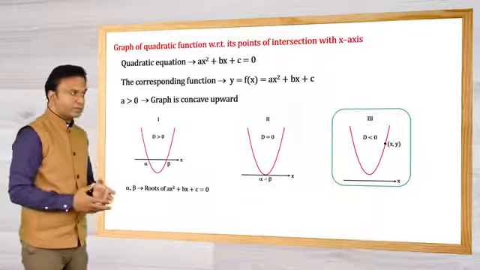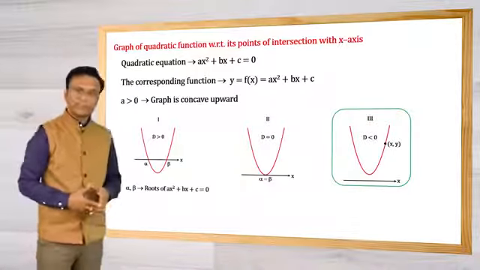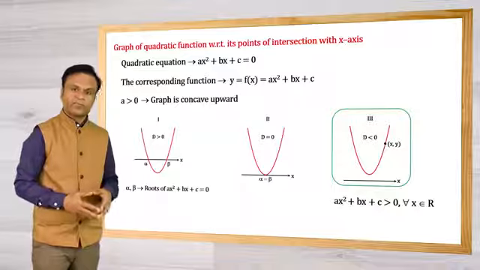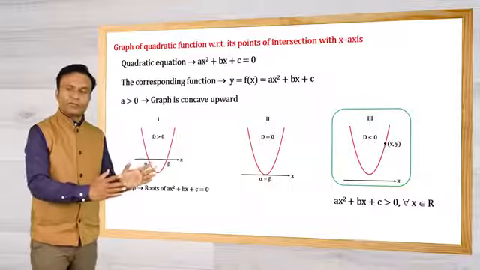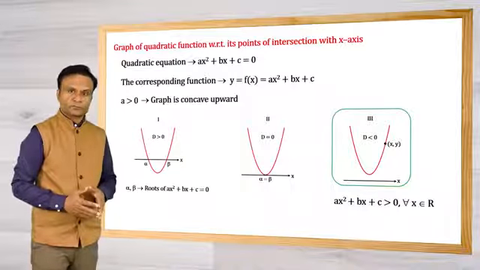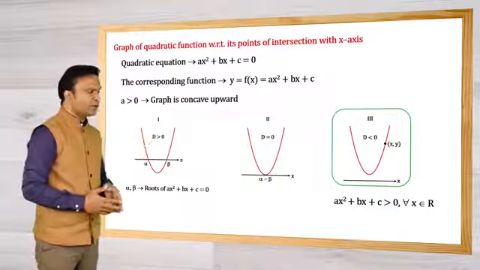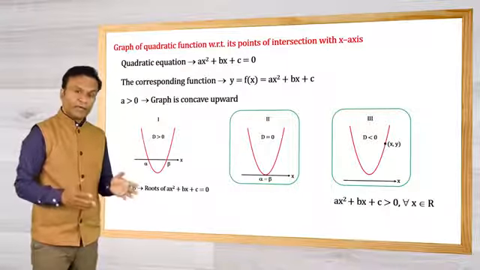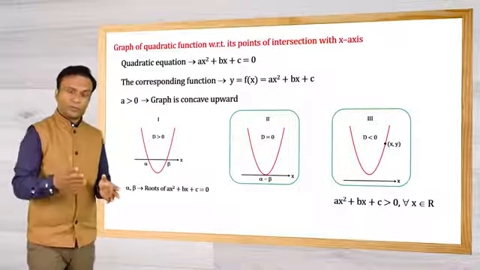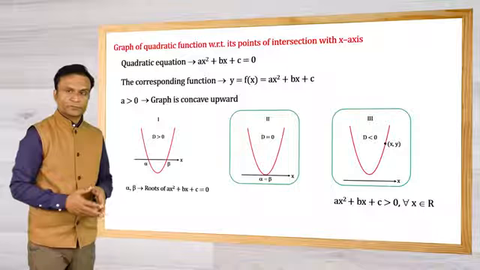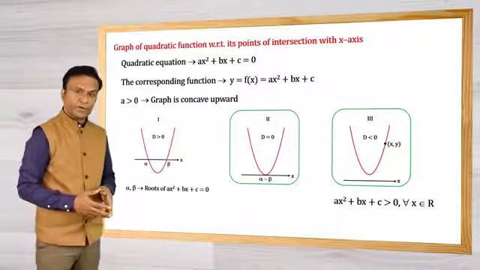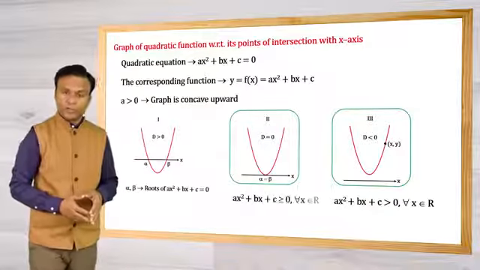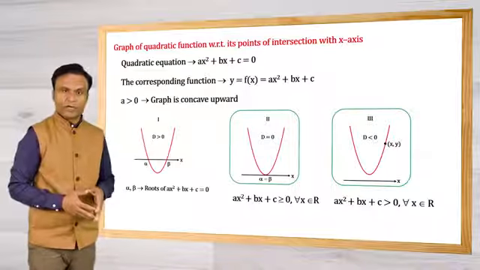Y is positive. That means ax² + bx + c > 0 for all x belonging to R. If you take any value of x, this quadratic function is always positive. In the second figure, the graph is touching the x-axis. Here, the value of y is either 0 at the point of contact or positive. So in this case, we can say y or ax² + bx + c is greater than or equal to 0 for all x belonging to R.